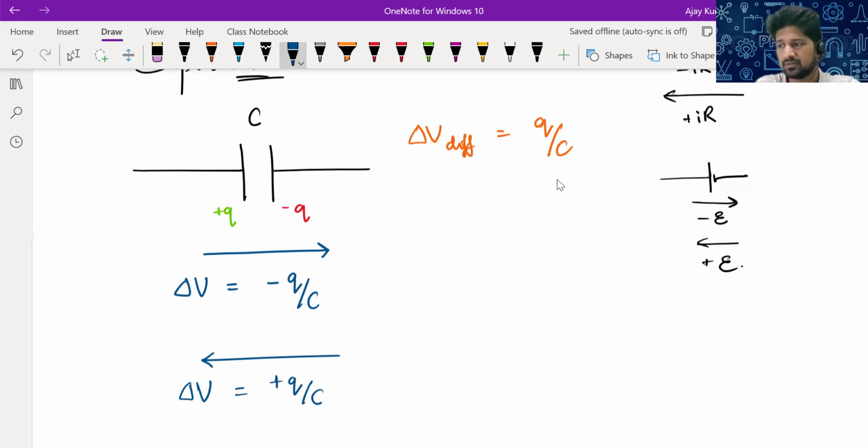But many times, you wouldn't know which plate is positively charged, which plate is negatively charged. In fact, many times you will be asked to find out what is the charge on the capacitor. Then, how exactly to write potential change across a capacitor?